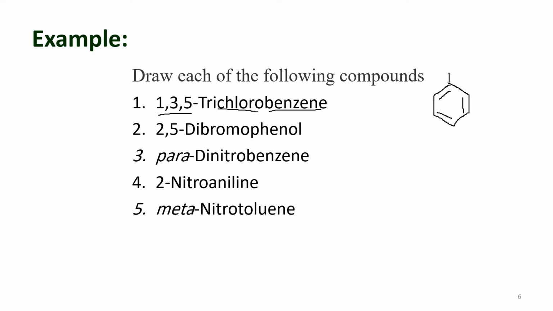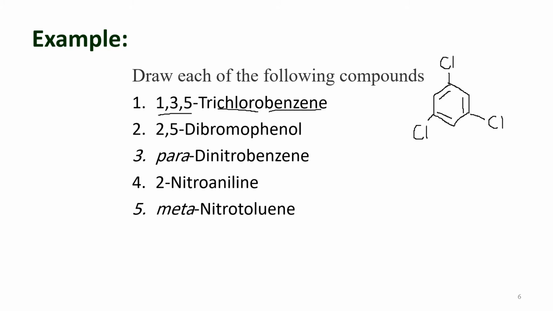So we can start numbering from anywhere basically. We simply have to make sure that we skip one carbon. If this is carbon number 1, the next chlorine is attached at carbon number 3, and the last one is attached at carbon number 5. So this will be 1,3,5-trichlorobenzene. For the rest of the structures, you have to draw them and submit them to my email address as usual.